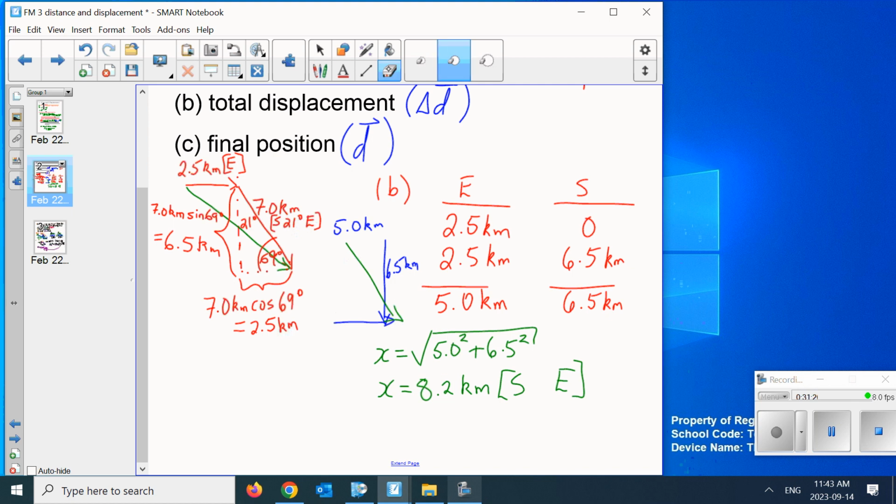I'm going to redraw this. It's the same thing, but there we are, with our 5 and a 6. I need to find this angle, right?